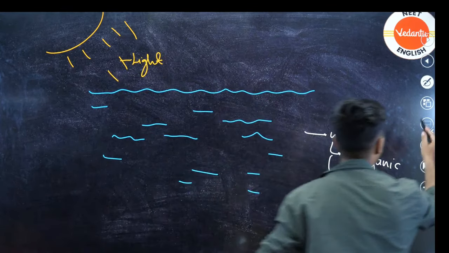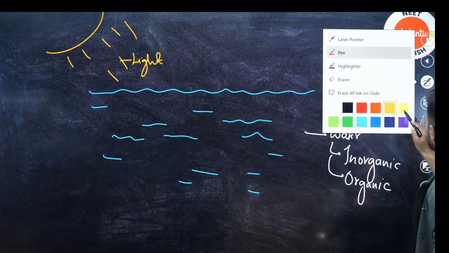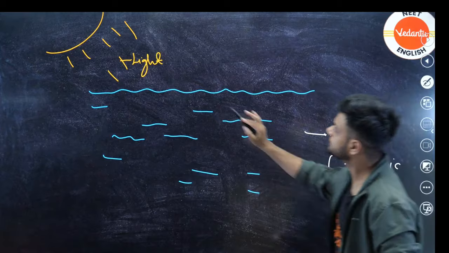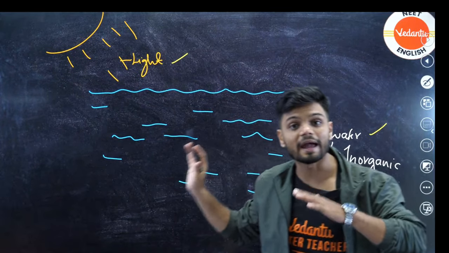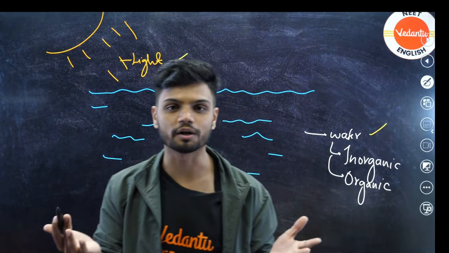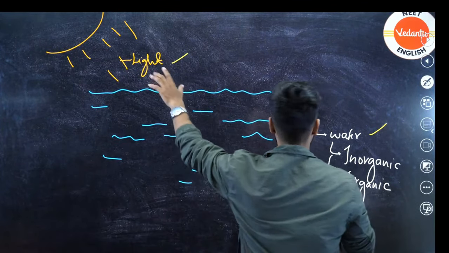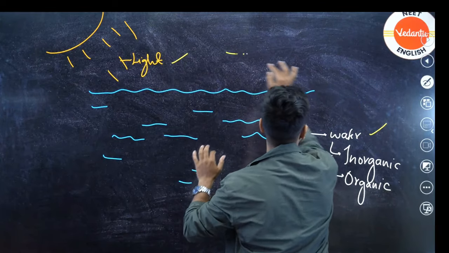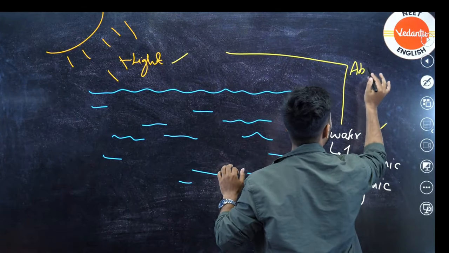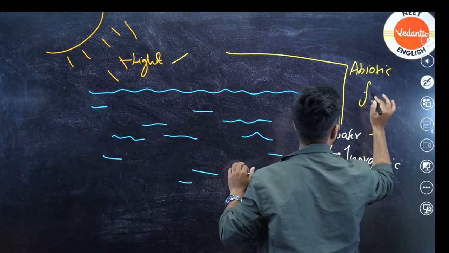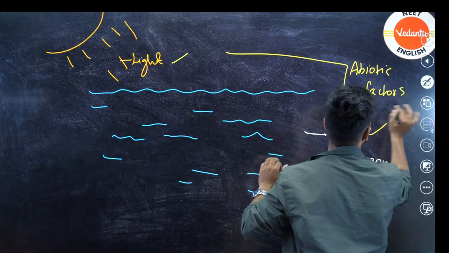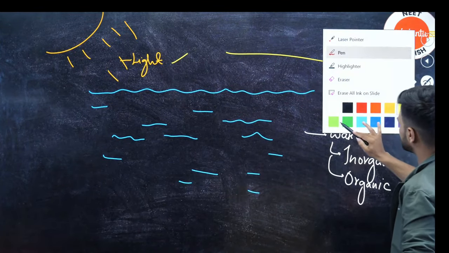So, can I tell all of you students, this water, this sunlight, and the air, all of these are what? They are basically your abiotic factors. There's light, water and air. All of these are what? Abiotic factors.